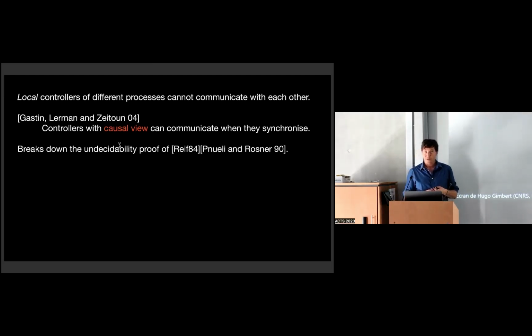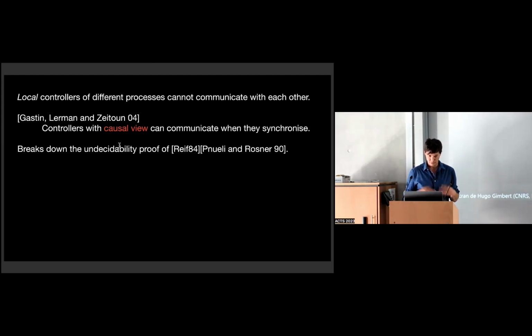Controllers with causal view can communicate. They don't have all information about the distributed system, otherwise somehow it would not be a distributed system anymore. But they can communicate when they synchronize on an action, which makes sense. So they synchronize on the action, and they can have a chat, exchange as much information as they want, including strategic information for further decision making in the future. They will be able to use it based on the information they exchanged upon synchronizations.